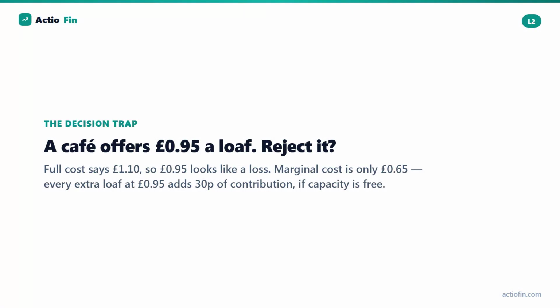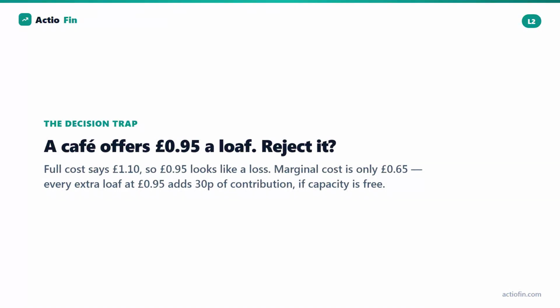The overhead of £18,000 is already being paid whether or not this order happens. The relevant cost of one extra loaf is just its marginal cost, 65 pence. At 95 pence, each extra loaf adds 30 pence of contribution toward fixed cost and profit. As long as the ovens have spare capacity, the owner should accept. Full cost is for valuing stock, marginal cost is for deciding.